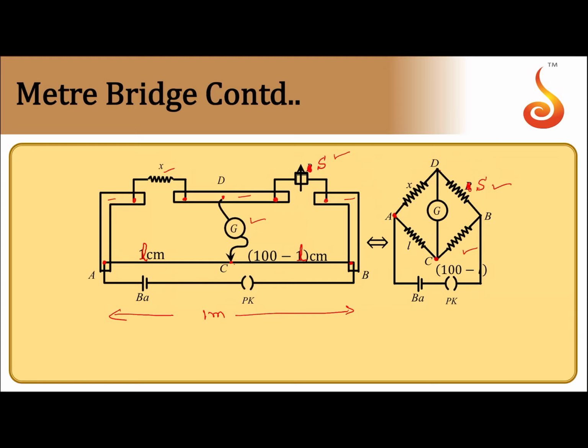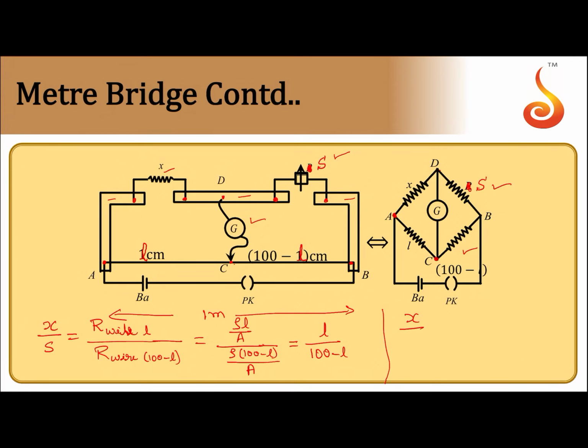If the bridge is balanced, then the balance condition is X divided by S equals the resistance of wire of length L divided by the resistance of wire of length 100 minus L. The resistance of wire of length L is rho L divided by A, whereas the resistance of wire of length 100 minus L is rho into 100 minus L divided by A. Now rho and A get cancelled, and you get L divided by 100 minus L. So what we have got is X by S equals L divided by 100 minus L.